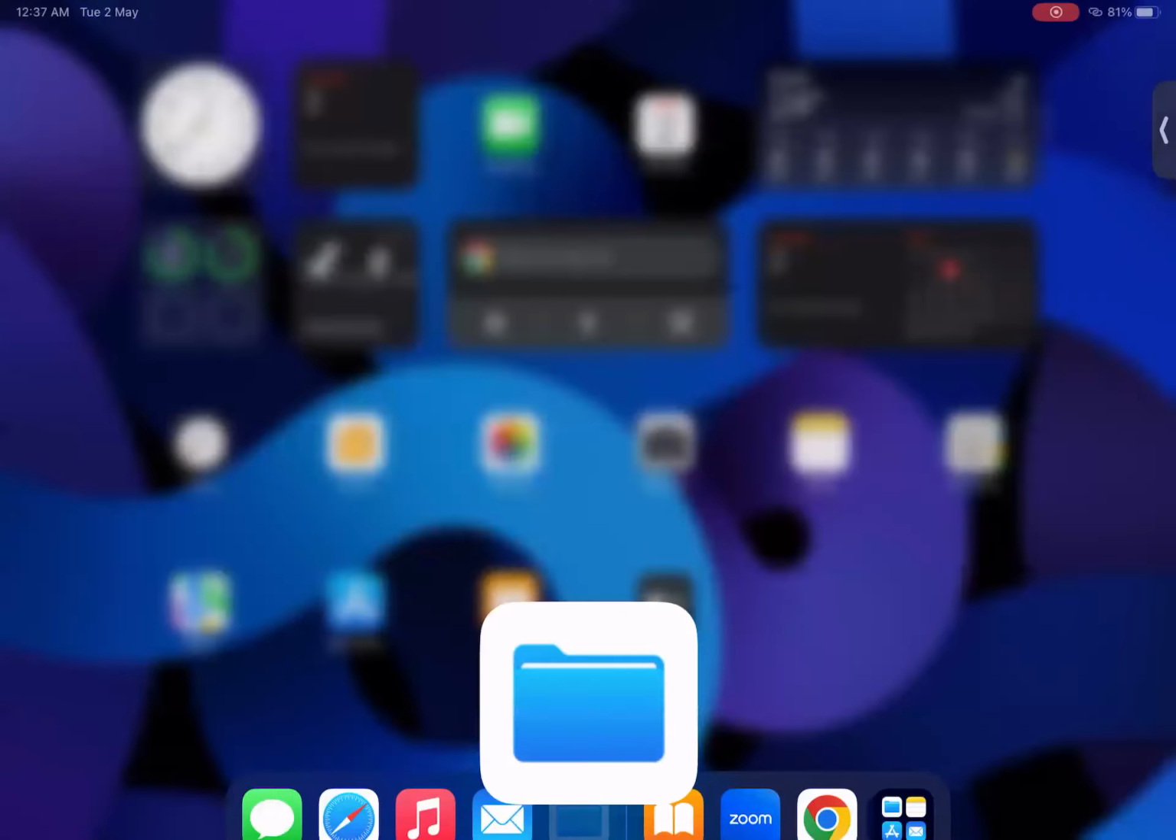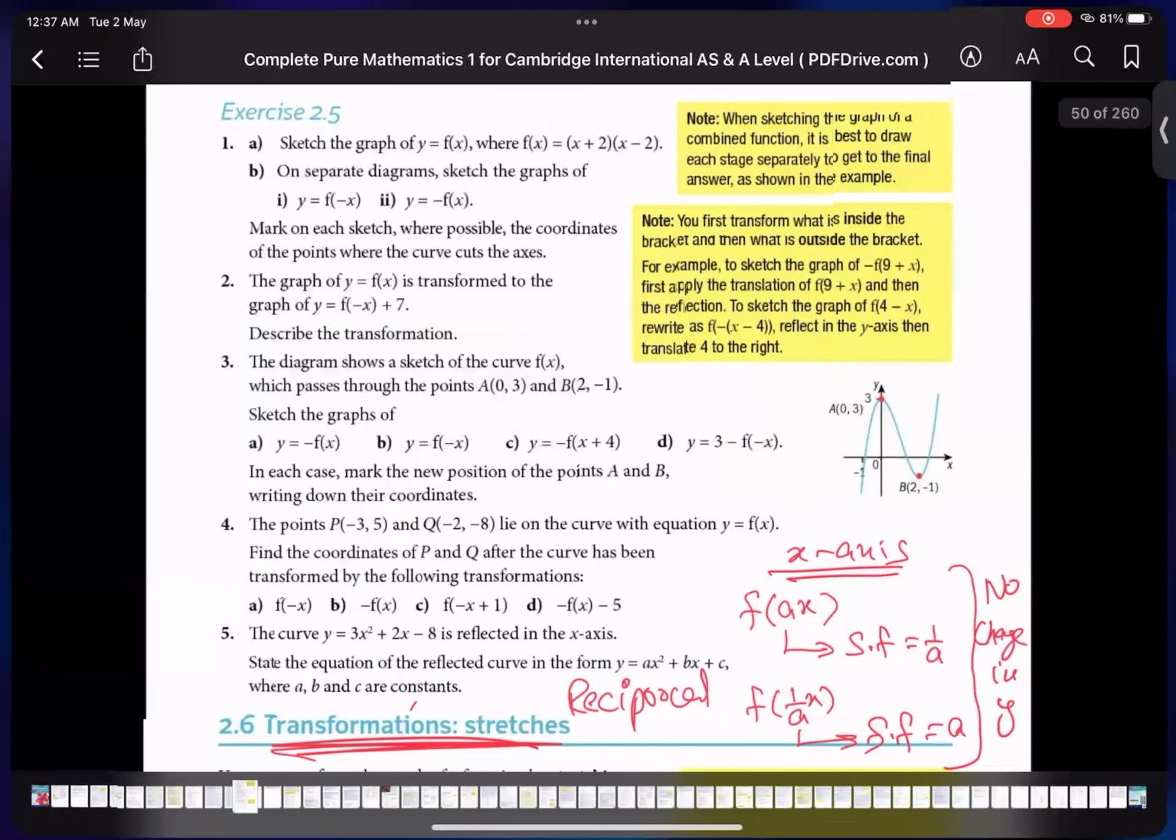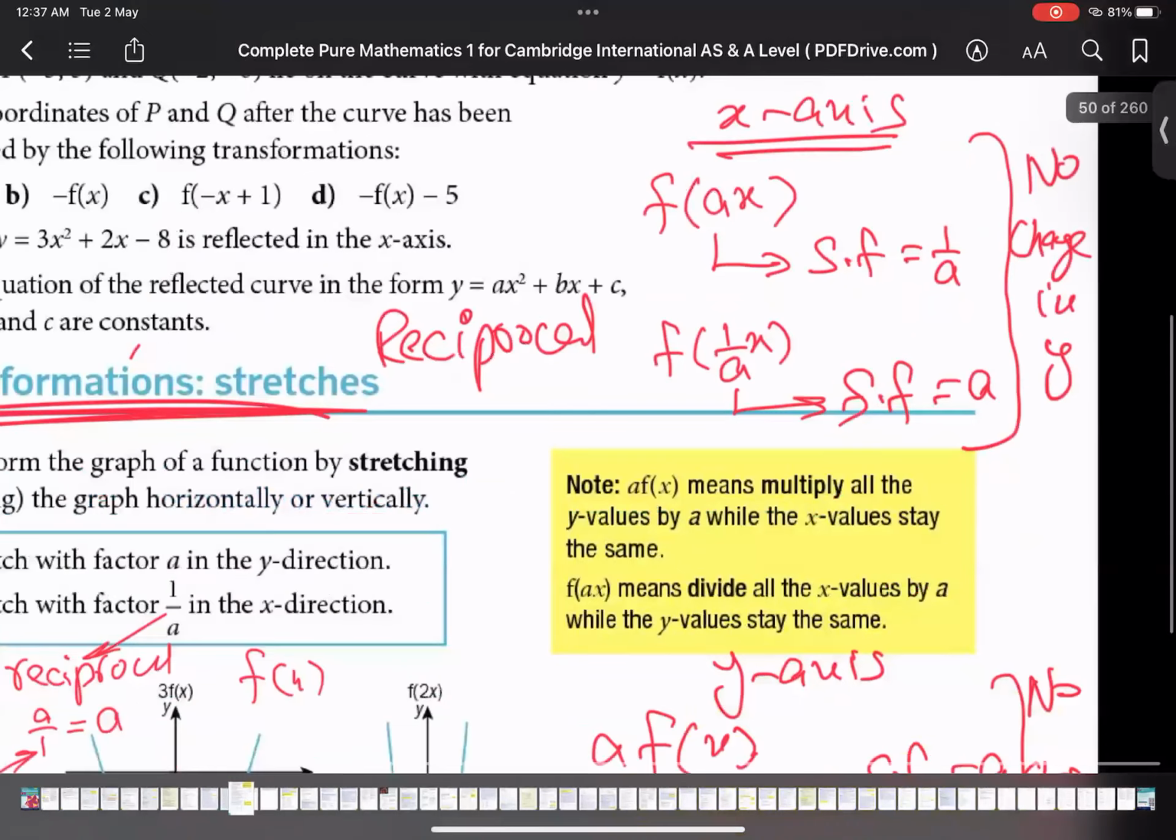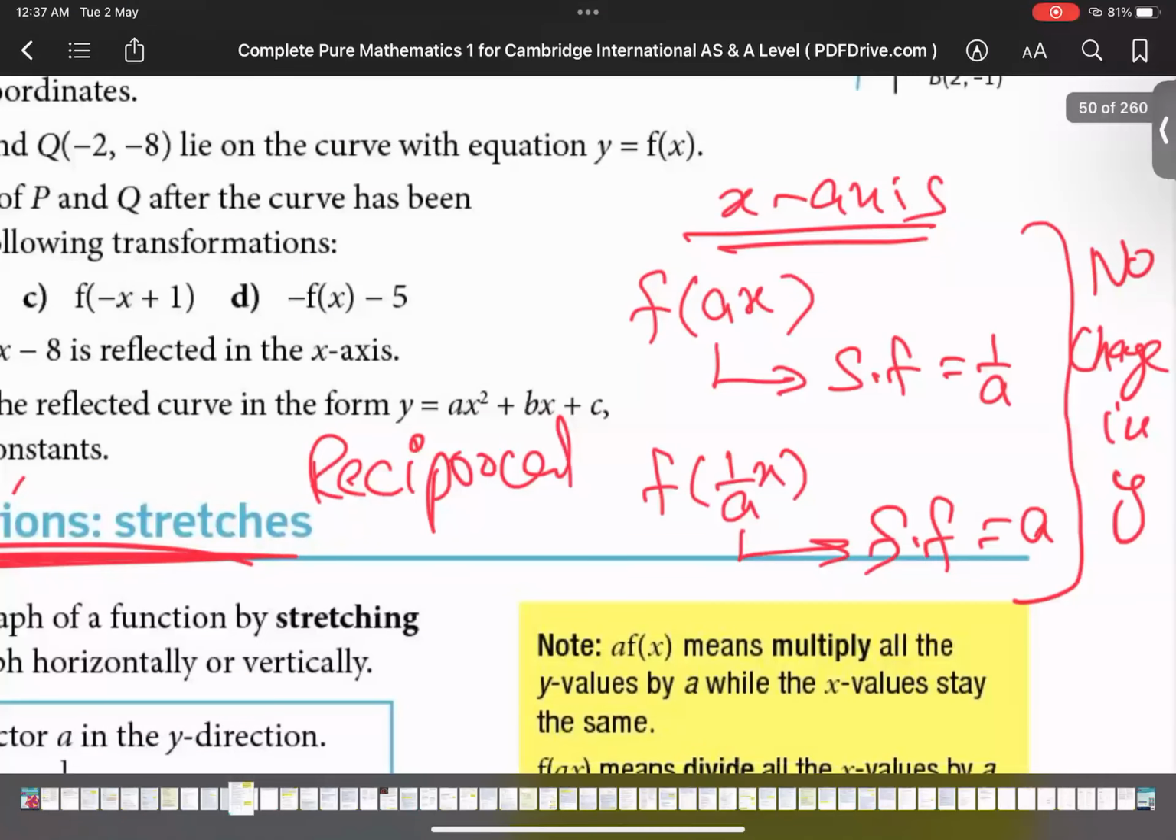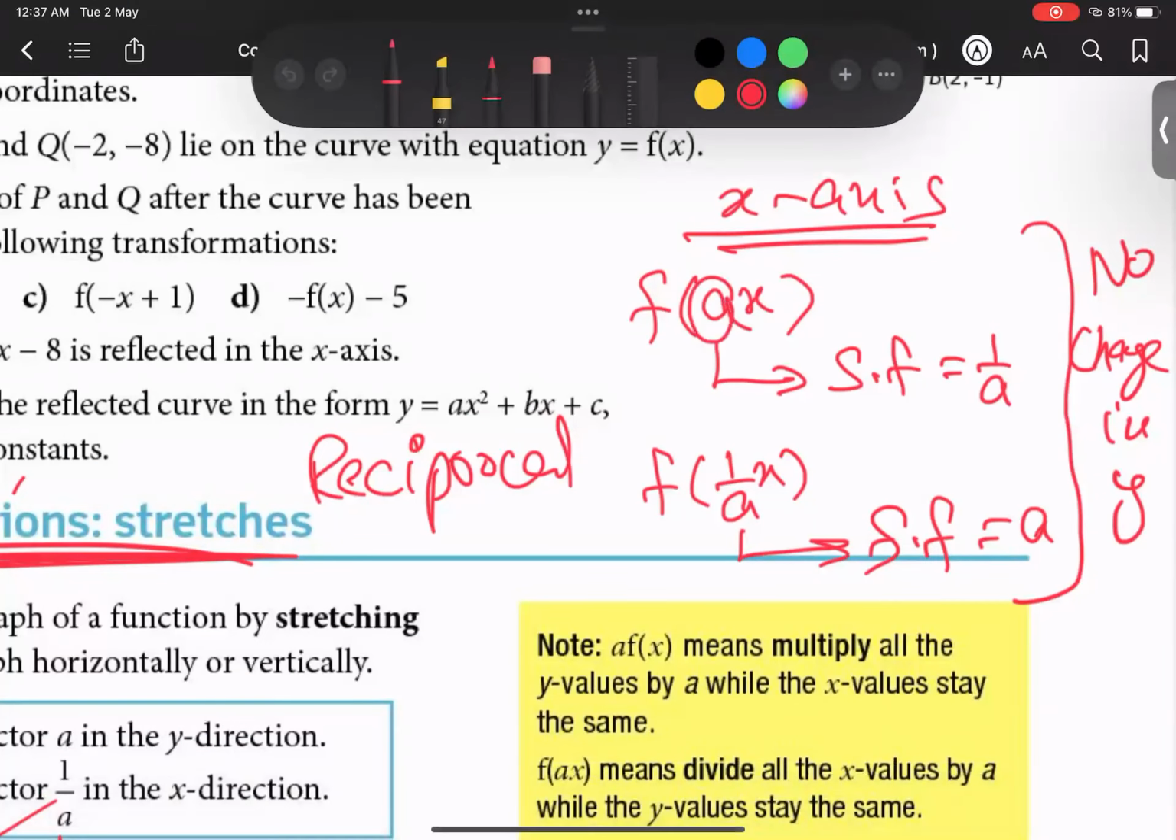For this, I will show you a textbook concept. So this is the concept. You can see that when this a comes in the bracket with x, you take the reciprocal. So the scale factor is 1 by a. This is called a stretch parallel to the x-axis. And if it comes as 1 by a, then the reciprocal becomes a only. So I hope the idea is very clear.